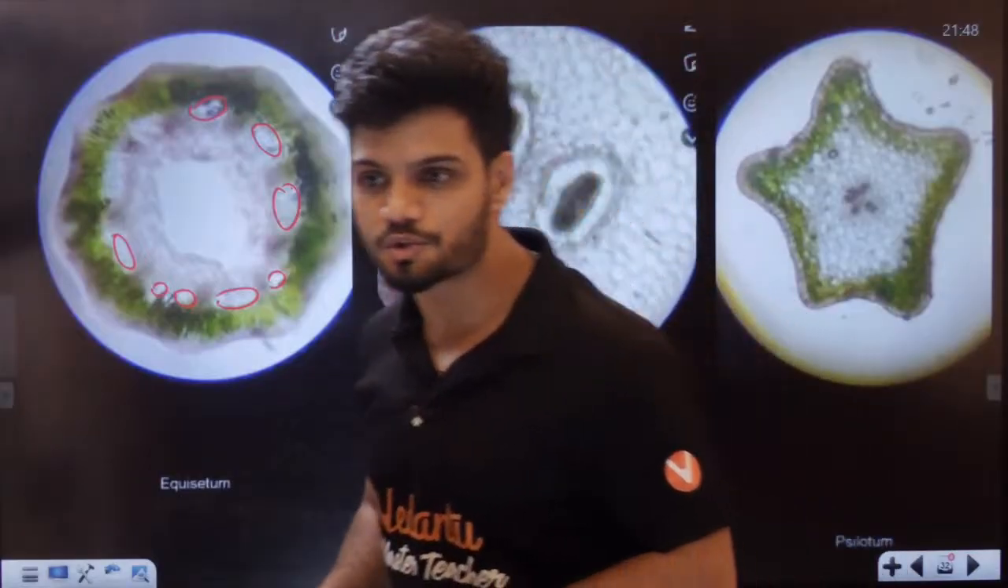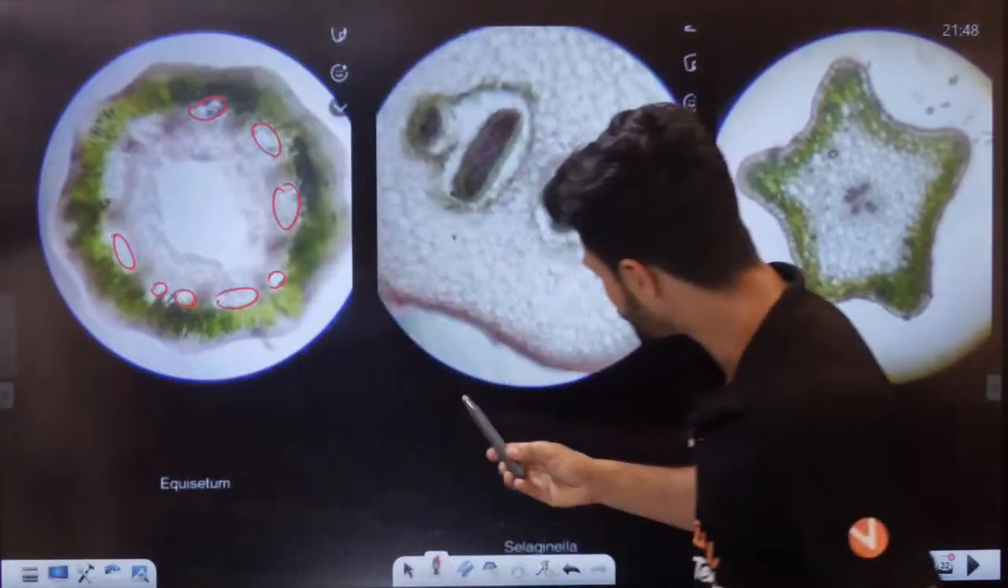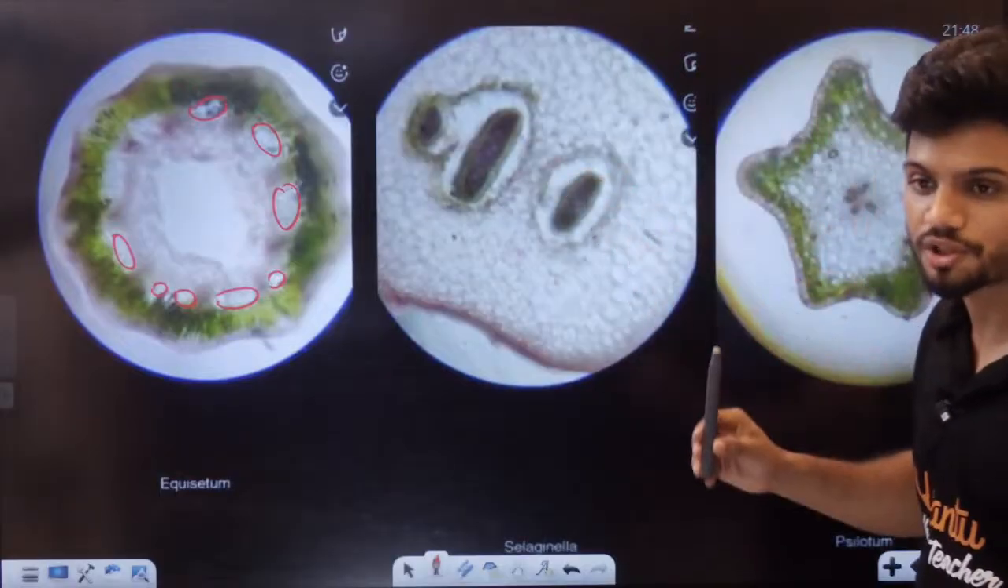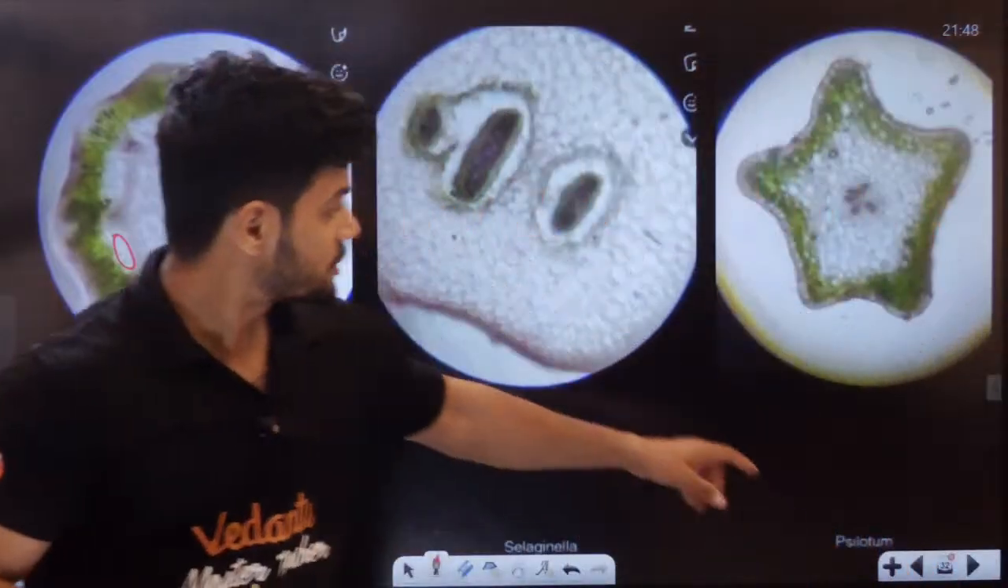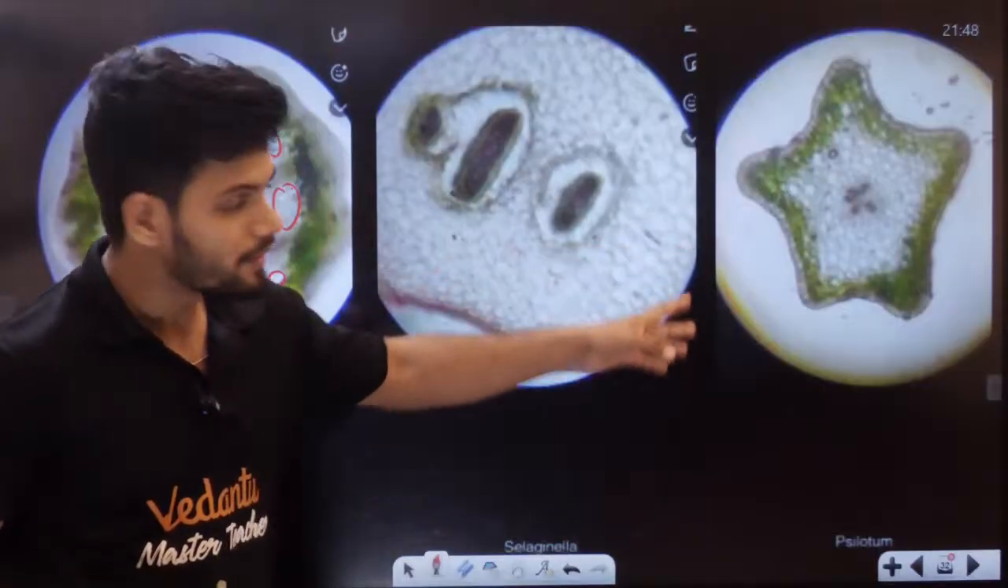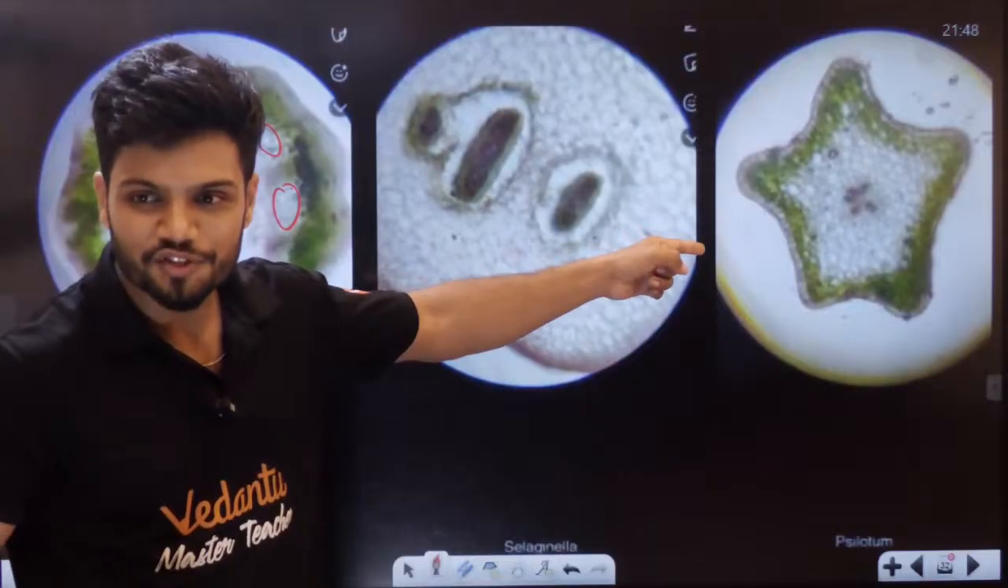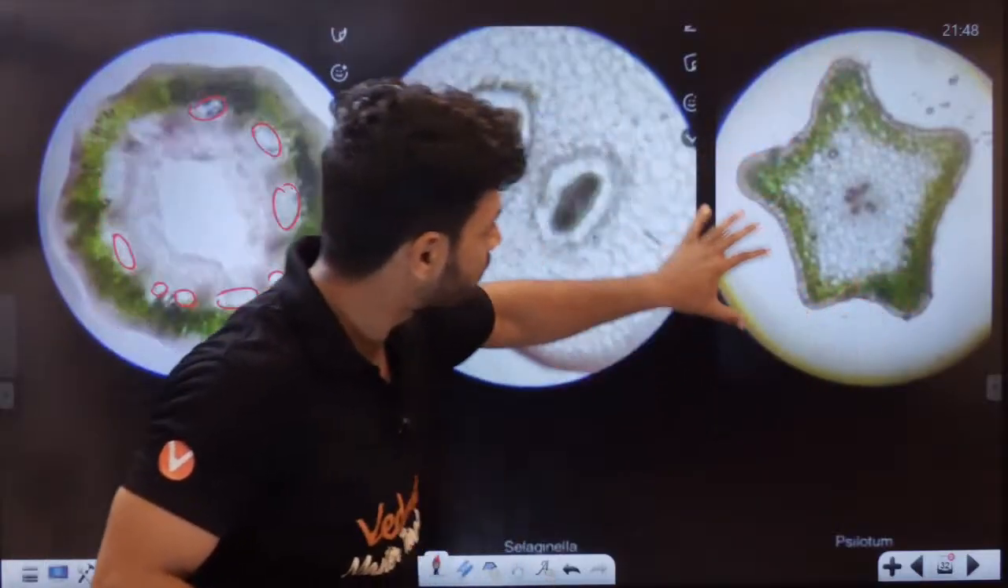Okay, now students, this one is your Selaginella section. Here we can see steles in the Selaginella sections. This one is the xylem. This one is the xylem section. It looks like a starfish, no? It looks like a starfish. This one is the xylem section.